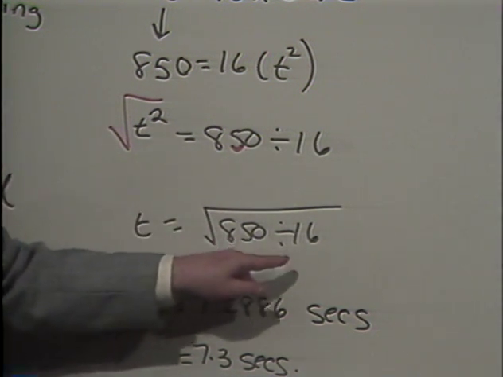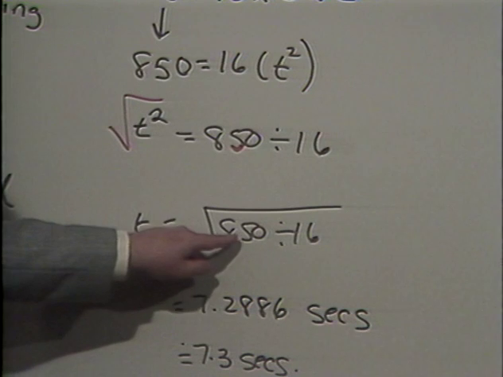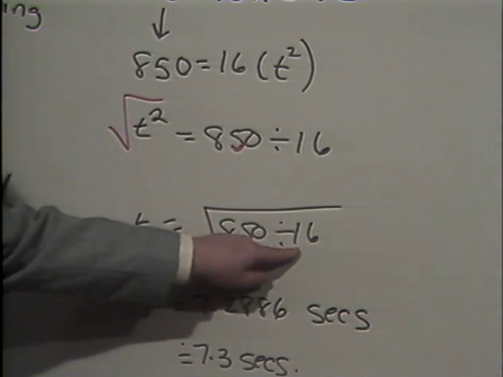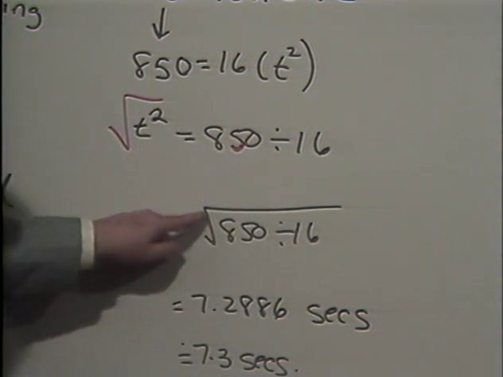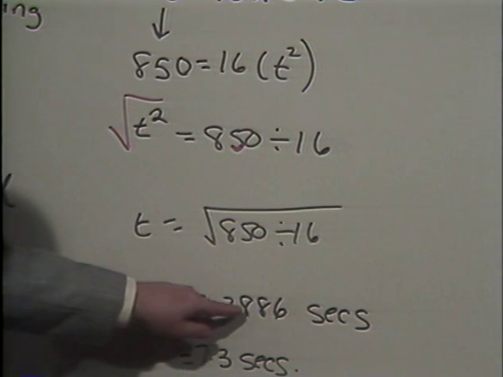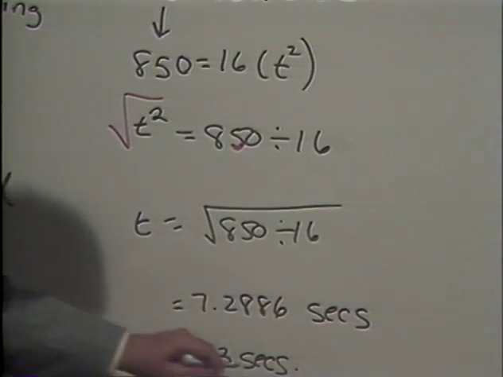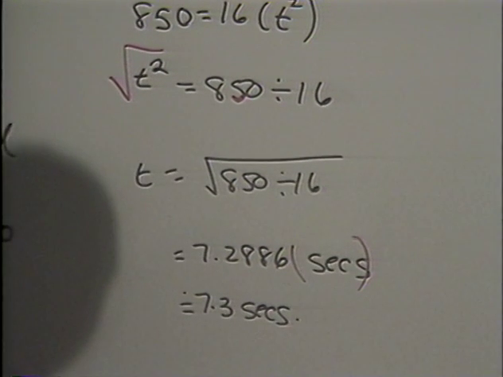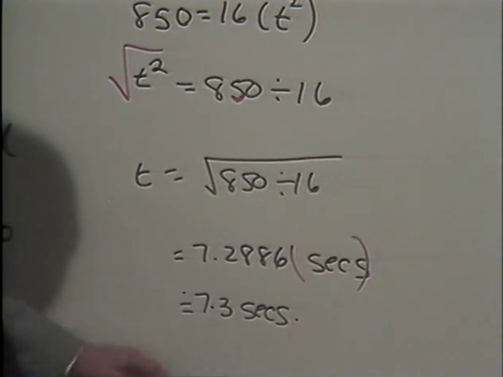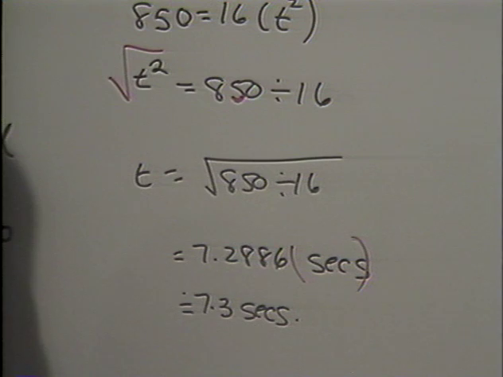That looks like a mess. But on the calculator, what do we do? It's 850 divided by 16. Then I press the square root button. I get 7.2886. I have to remember that the time is measured in seconds. And therefore, to the nearest tenth of a second, it's going to take 7.3 seconds.